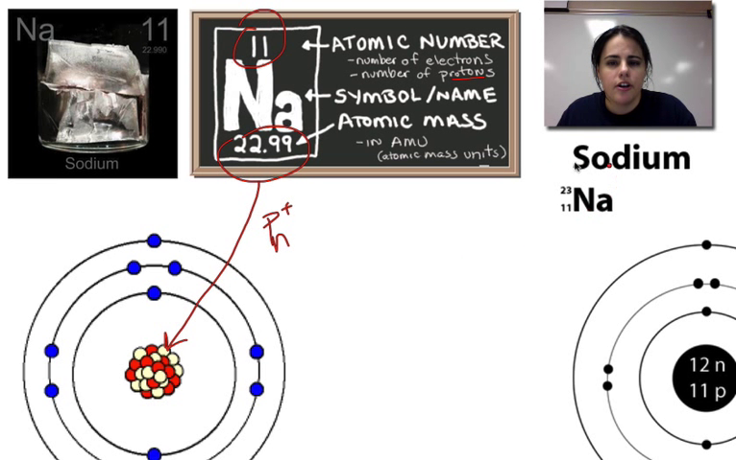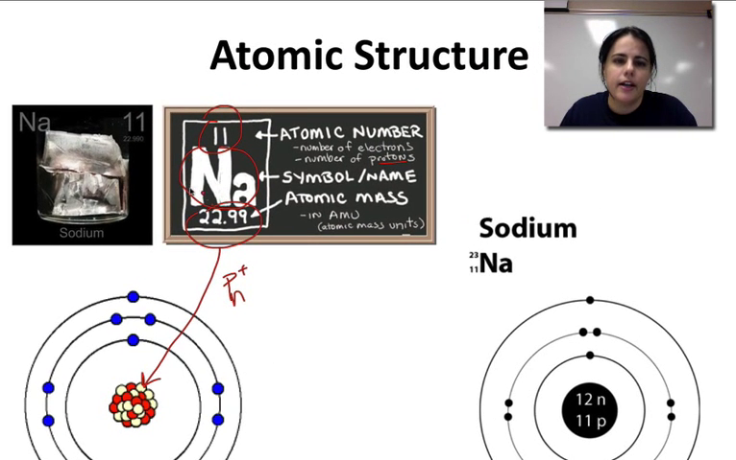The next thing I want to talk about is a symbol. The symbol is right here. It's usually 1 letter or 2. In a few it's 3. But you should know by now that when you write a chemical symbol or name, you always capitalize the first letter, and you lowercase the second or the third.